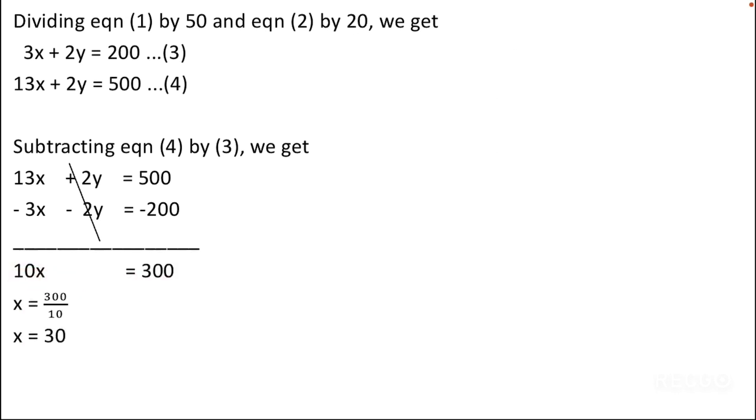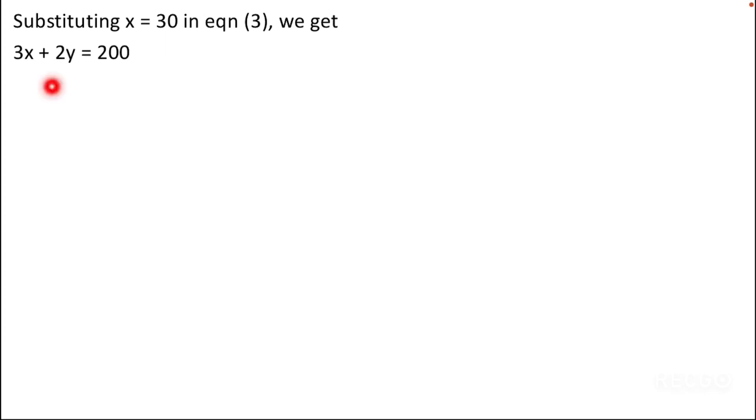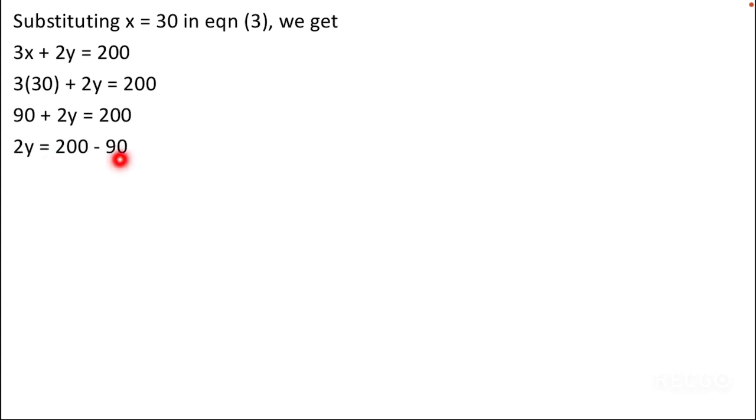Now we will substitute x is 30 in any of the previous equations. This is the equation that we have chosen: 3x plus 2y is 200. So we get 3 into 30, because x is 30, plus 2y is 200. So 90 plus 2y is 200. So 2y is 200 minus 90, so our y is equal to 110 upon 2. So we get y as 55. So you can see that our x is 30 and our y is 55.